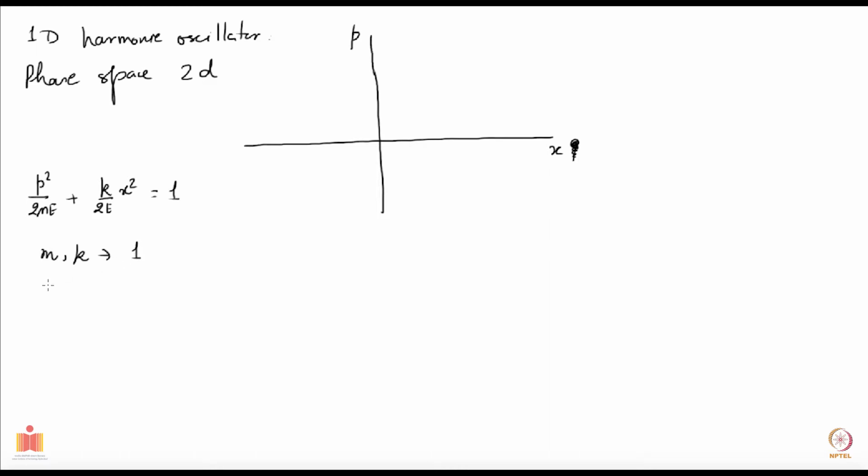Okay, then you just have circles. So you have p squared plus x squared equal to 2E, right? So you get concentric circles, and the radius of the circle depends on the total energy of the system. Okay, treat them as circles.